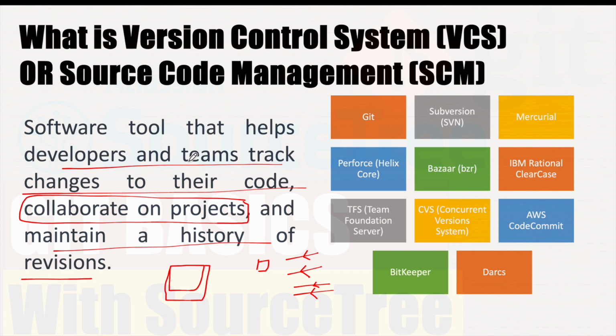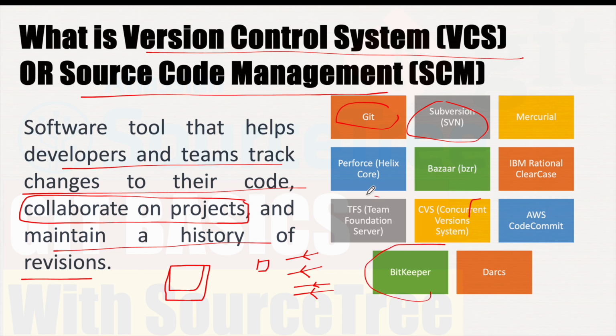So what are the different version control systems, also known as source code management software? Git, Subversion, Bazaar, AWS CodeCommit, BitKeeper, TFS, IBM Rational ClearCase. These are some of the very prominent ones, CVS also being one of them, which are being used.